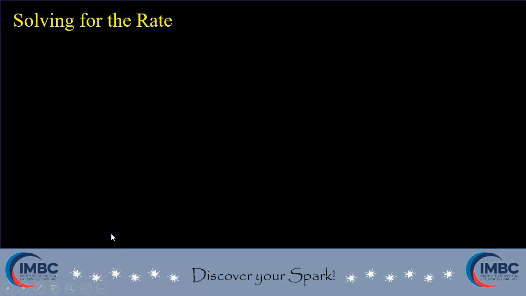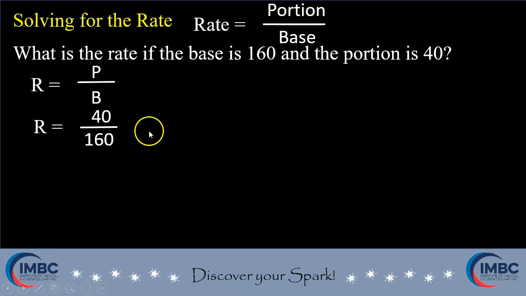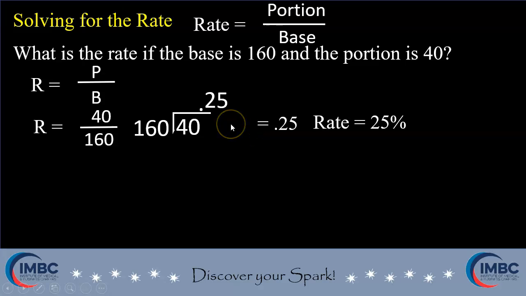Let's take a look at solving for the rate. The formula again is rate equals portion divided by base. What is the rate if the base is 160 and the portion is 40? Base 160, portion 40. 40 divided by 160. Again, you put the decimal point after the whole number. We know how to divide. It's 0.25. We do not leave a rate in decimal, so we change the 0.25 to 25%, or a percentage. Move the decimal, add the percent sign.